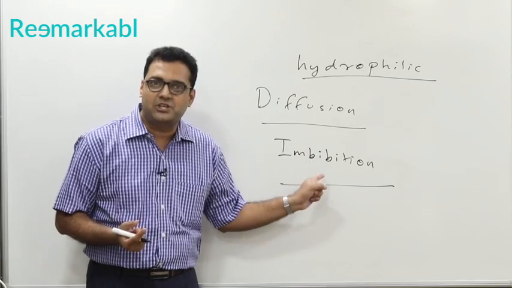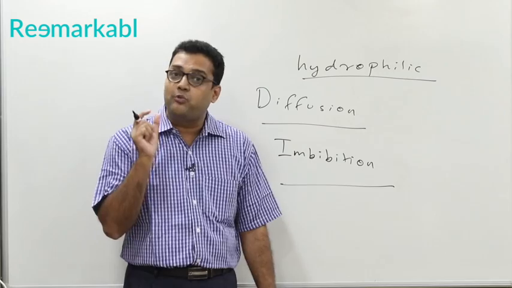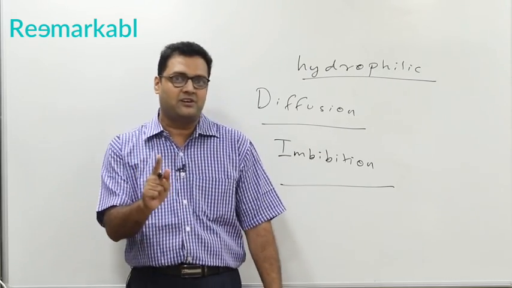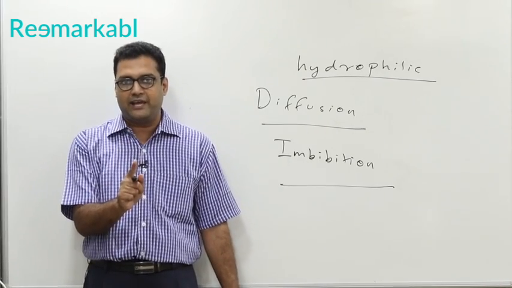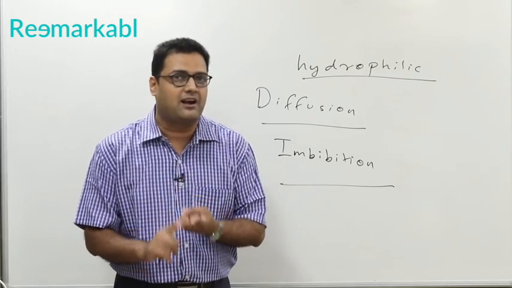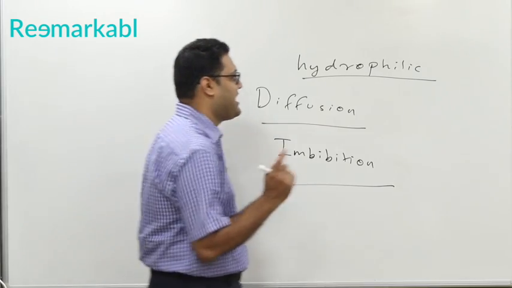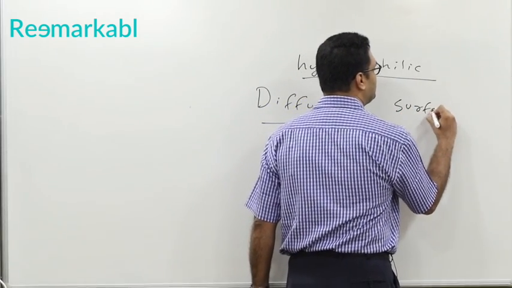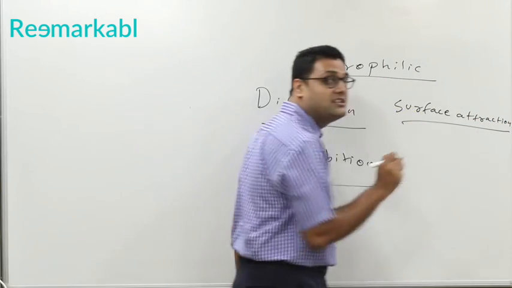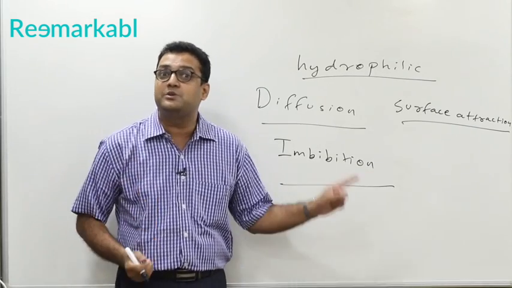So children, imbibition is absorption of water by living or dead organisms. Osmosis, remember children, will occur only in living organisms. But imbibition is going to occur in living or dead plant cells. It is absorption of water due to surface attraction. Very similar to the process of adsorption which you studied in chemistry.